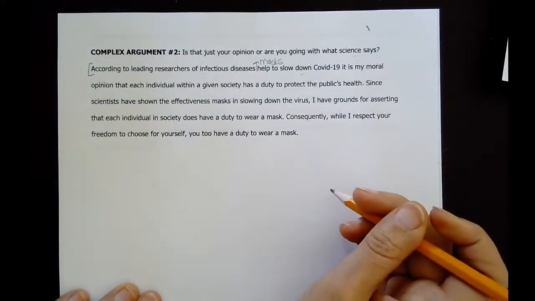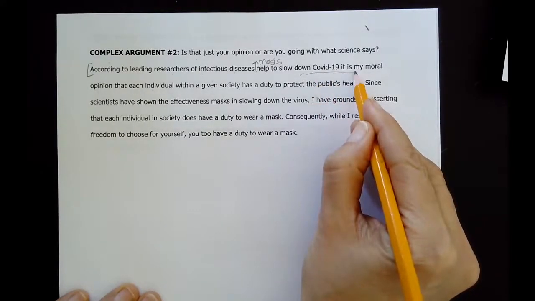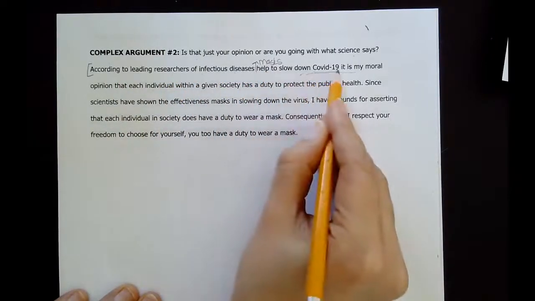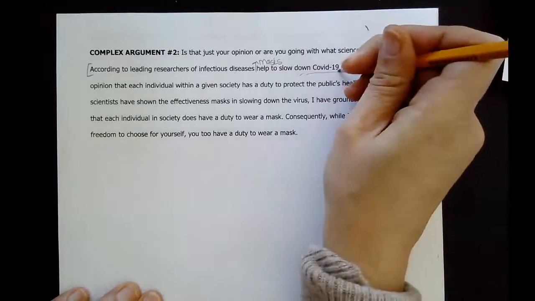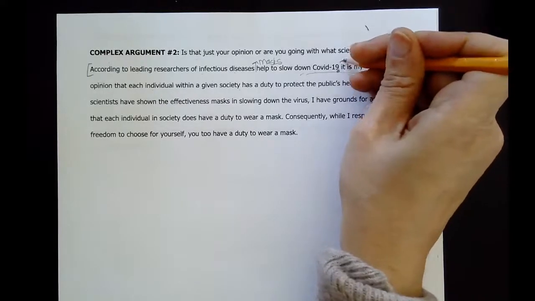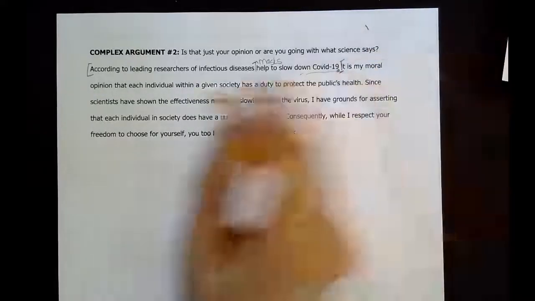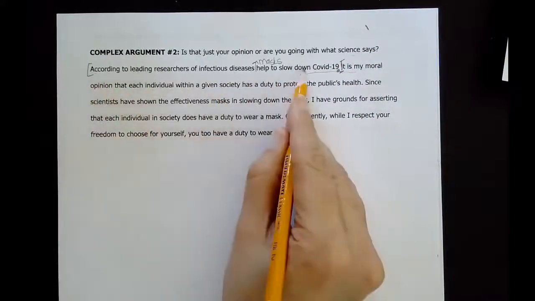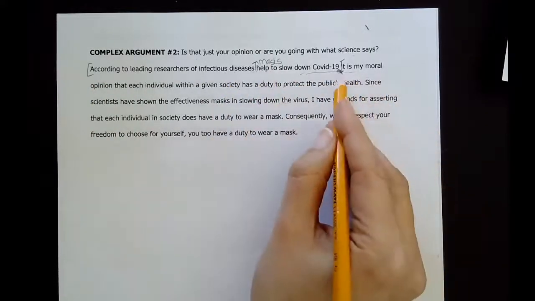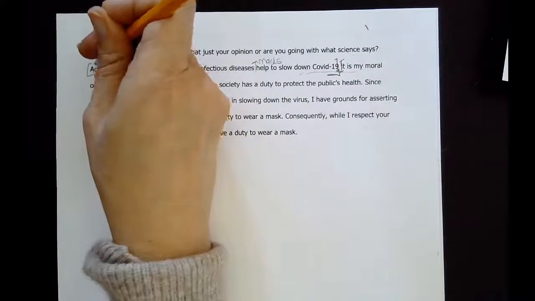It is my moral opinion that each individual, this is a really long statement, but I'm getting kind of lost here. I think I was trying to say, according to leading researchers of infectious diseases, masks help to slow down COVID-19. Oh, I meant to put a period here. I have a run-on sentence. So I should have a period here because I run on sentences, and then I should have a capital letter for it. So there's actually a statement right here. Once I put in this object and correct the missing word, that's just a typo. And once I change the punctuation, I can clearly see that there is a statement here. So that would be statement 1.